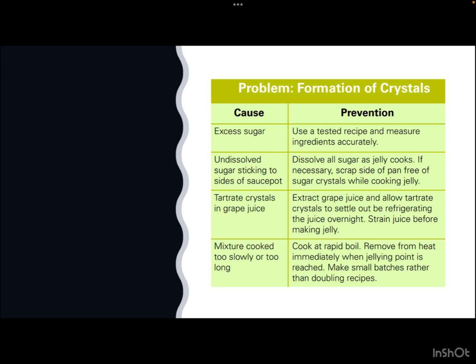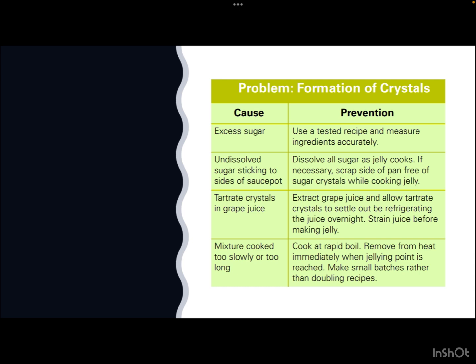You must have seen sometimes that if you make jam at home, it becomes very gritty in texture. That is due to the addition of excess sugar. To avoid that, you need to use a tested and standard recipe and measure ingredients accurately. It can also be due to undissolved sugar sticking to the sides of the sauce pot. This is a complete cooking error.